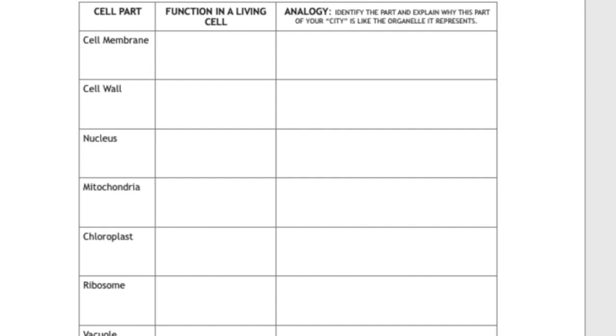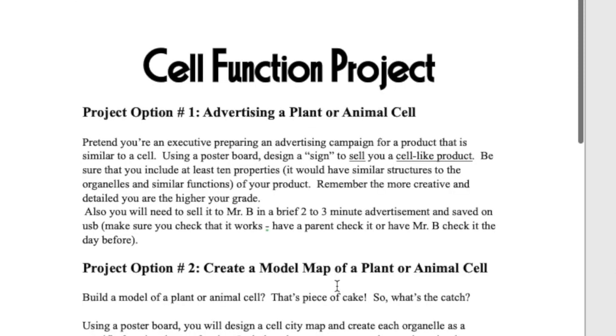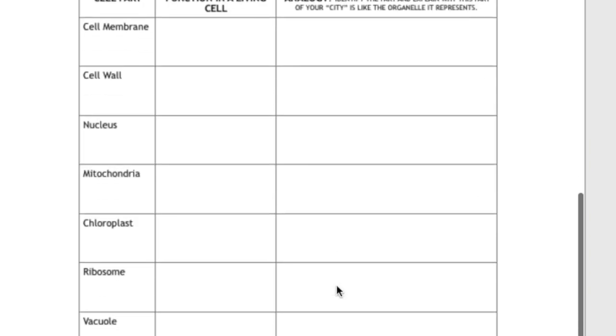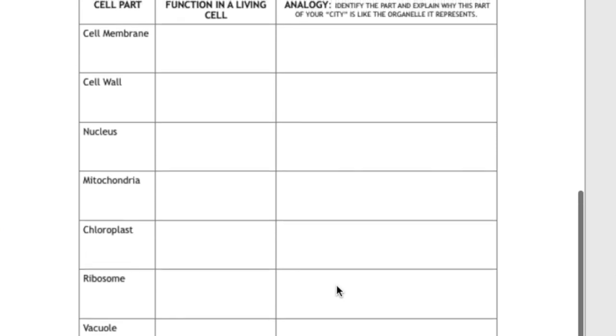Okay? So after you fill out this chart, filling out both parts, you're going to go ahead and then move on to the next part, which is creating a blueprint. I want you to create a blueprint for what your cell city or your cell product is going to look like. So this is all you're doing on your Friday satellite day. You are filling out this chart. You are choosing which option you want. You're going to fill out this chart, both sides, and then you're going to create a blueprint. That is all you're doing on Friday.